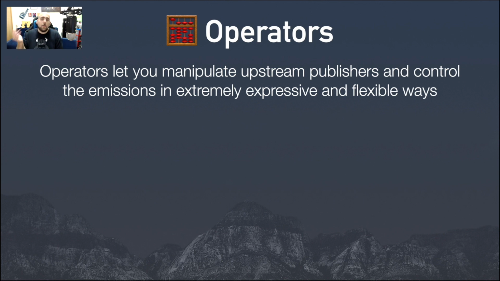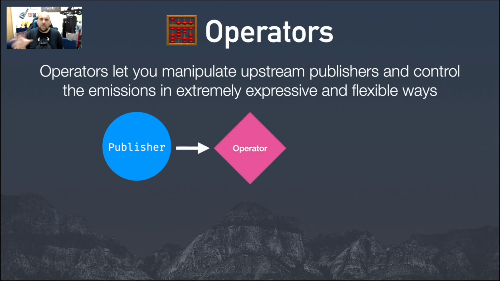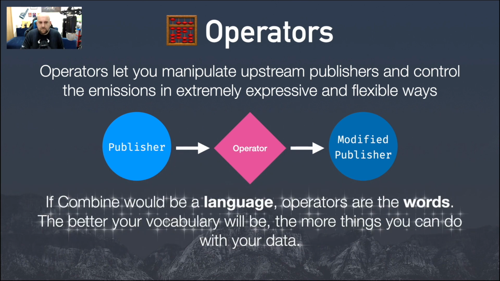So by the way, when I say upstream, it means there's a publisher and there's a consumer, so up and down. So that's when you hear upstream and downstream, that's basically what it means. So if I have a publisher and I apply some operator to it, I'm going to get back this modified publisher that is transformed by the work the operator does on the original publisher. So really, if Combine were a language, much like the English language, operators are the words that make it. So the better your vocabulary is, the more words you know, the fancier sentences you can compose. So you really want to know these the best you can.